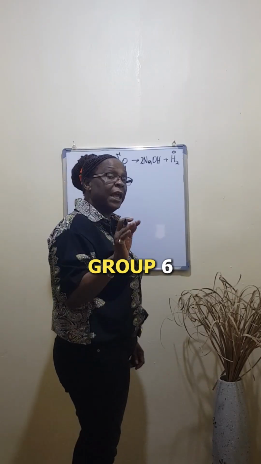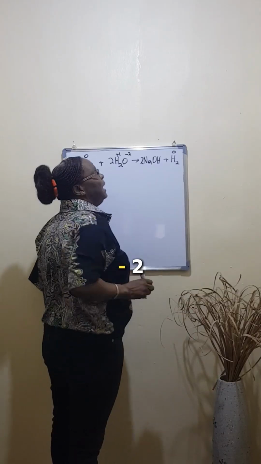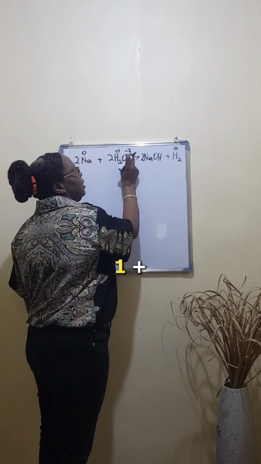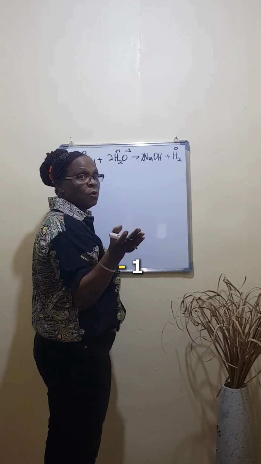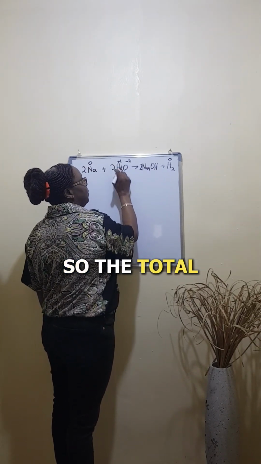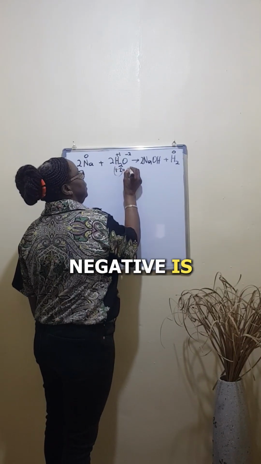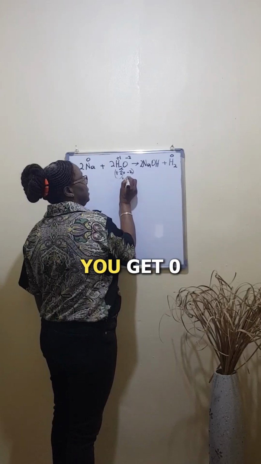Oxygen belongs to group 6, so it gets 2 electrons. It has an oxidation number of -2. As you can see here, +1 plus -2 is equal to -1. That is why we have 2 here. So the total positive here will be +2, while the total negative is -2. Add them together, you get 0.